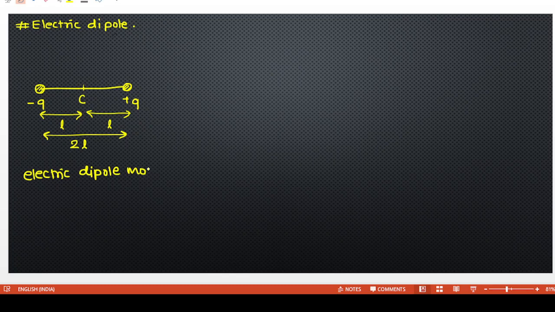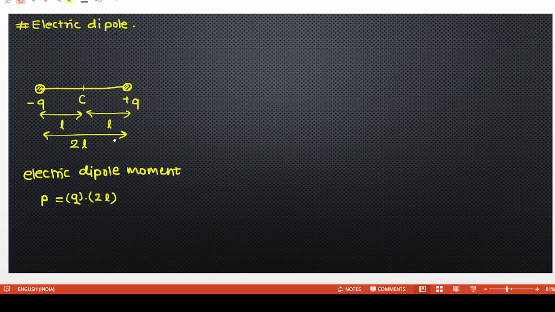New physical quantity called electric dipole moment. Its magnitude is given as the product of one of the charges and the separation between them. So we have two charges, plus q and minus q. Write the magnitude of any one charge multiplied by the separation between them. Separation between them is 2L.